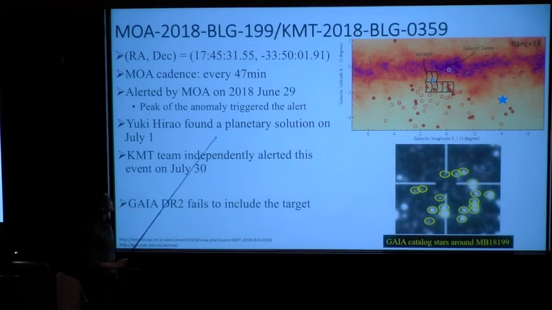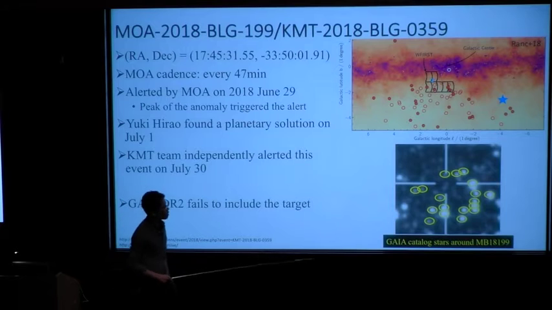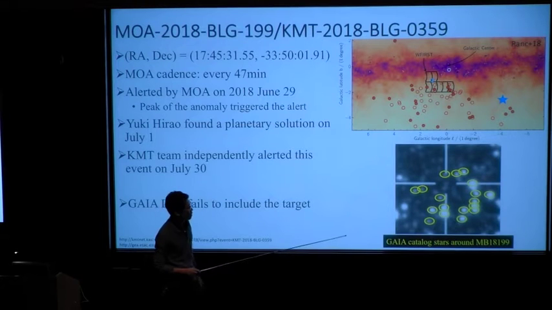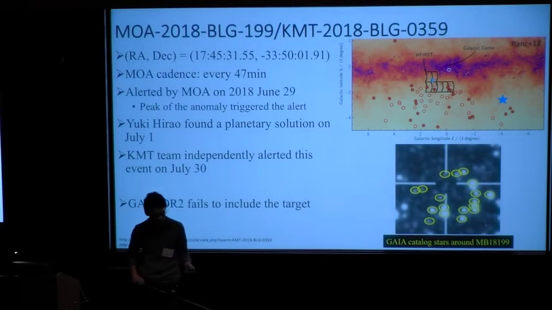And this event was alerted by MOA on 2018 June 29th. And actually, the peak of the planetary anomaly triggered the microlensing alert. Two days later, Yuki Hirao found a planetary solution for this event. The KMT team also independently alerted this event on June 30. I also checked the Gaia DR2 catalog. Here is a finding chart of this event, and the yellow circle shows stars in the Gaia catalog, but the target star is not included in the Gaia catalog.